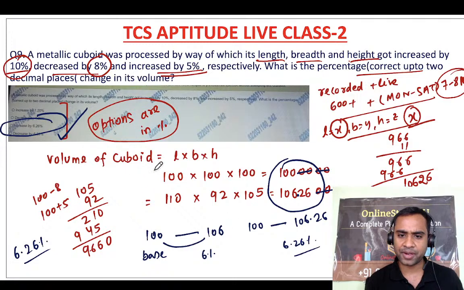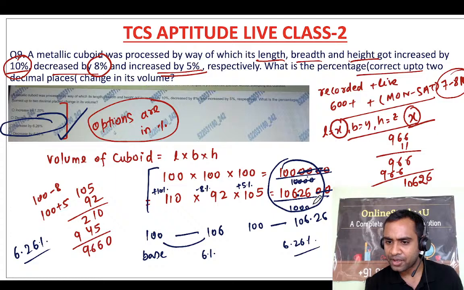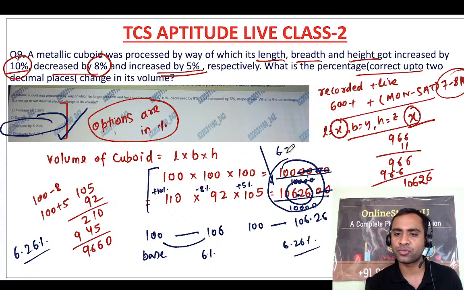So Ritvik, what we have done, it is 100, then 110. Here it is 10% profit, means 110. Here it is 8% decrement, then it is 92, and 5% increment means 105, right? I multiplied everything, so we got this. Now I wanted this base as 100, so I divided it by 4 zeros, 1 2 3 4. So 4 zeros cancelled, and after 4 digits there will be a decimal. So now I can directly say that there is 6.26% profit.